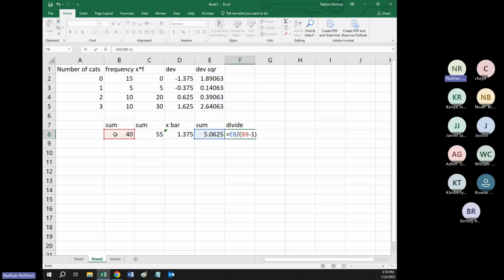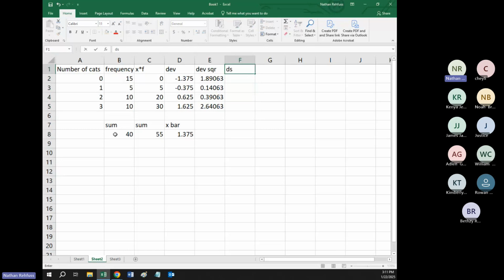Altogether, oops, I've made a mistake. I'm sorry. 1 person with 0 cats has a deviation squared of 1.89. 1 person with 1 cat has a deviation squared of 0.14. The 2 cat people have 0.4 and the 3 cat people have 2.64. That's the deviation squared for 1 household with 3 cats. Each household with 3 cats contributes 2.64.